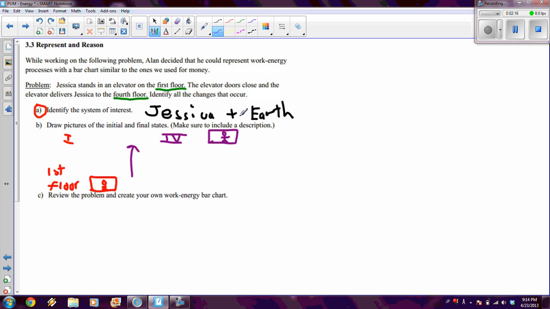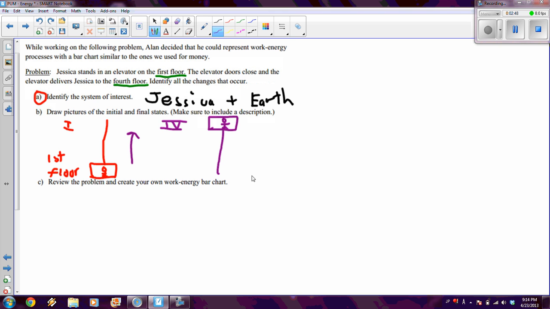So since we started off, we have her on the first floor, she moves up to the fourth floor, and we identified our system as Jessica and the Earth. Just by looking at our picture, we can say that the elevator has done some work on Jessica because it lifted her up from the ground. So in part C, review the problem and create our own work energy bar chart. Like I said, we have the elevator doing work on Jessica. Jessica is starting on the first floor ground level, so we're going to consider that our 0 point.